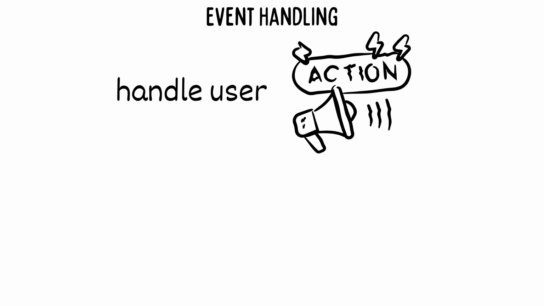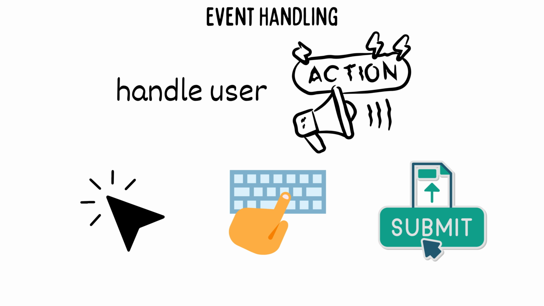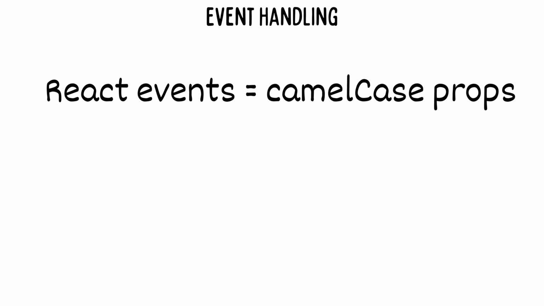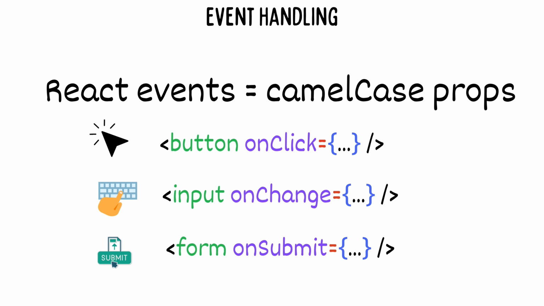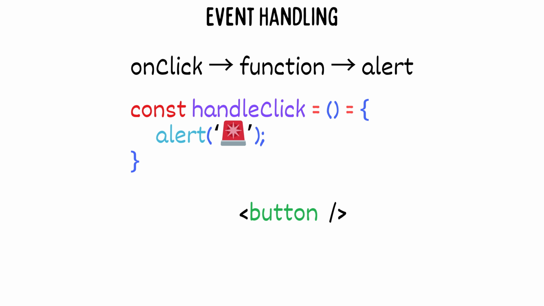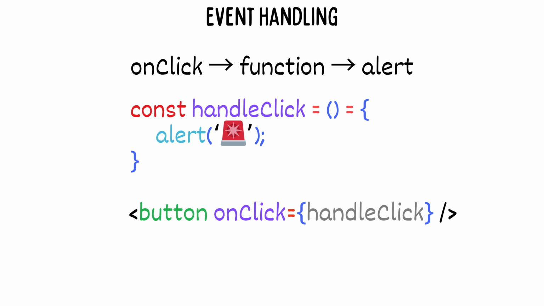React handles user actions like clicks, key presses, and form submissions using event handling. Events in React are handled with camel case. So onClick, onChange, or onSubmit are how you capture user interactions. For instance, you can show an alert on a button click by attaching the onClick prop to a button and linking it to a function that triggers the alert.